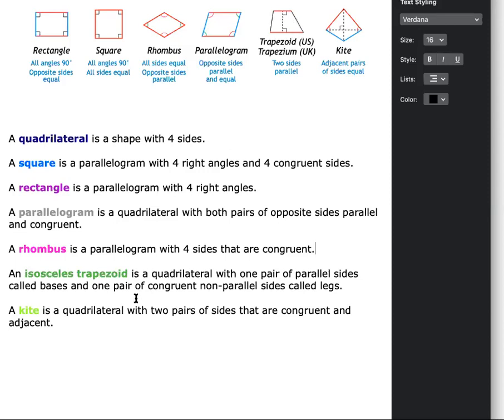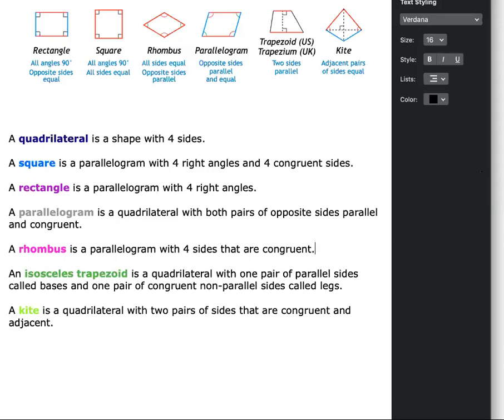A kite is the last image on the far right, with adjacent pairs of sides that are equal. So the two pairs of sides are congruent and adjacent. Typically, like in this image, the two red sides are going to be congruent, and then the two blue sides are going to be congruent. And the lines you mark across, up and down or side to side, are going to give you a 90-degree angle.